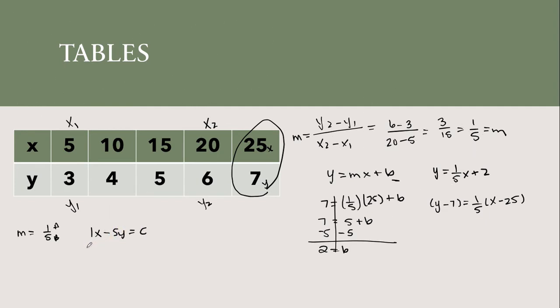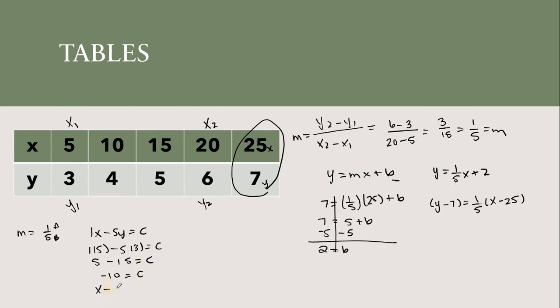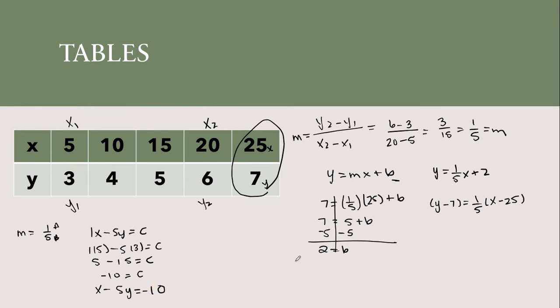I would have to plug in a point. So let's say I want to plug in this point. Smaller numbers right now. That would give me 5 minus 15 equals C. 5 minus 15 is negative 10. So my equation would be x minus 5y equals negative 10. Okay, so what I want you to do is start to remember how to put things in slope-intercept form, how to put things in point-slope form, how to put things in standard form.